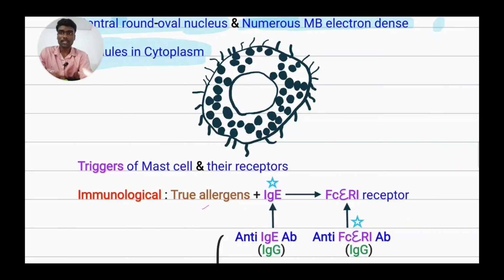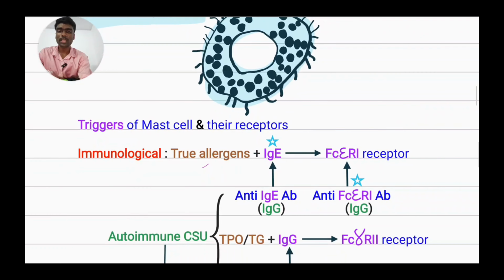These mast cells got their name from the word Mastung, which means fattened or well-fed state, because these mast cells are full of granules in their cytoplasm. That's why they are called mast cells.